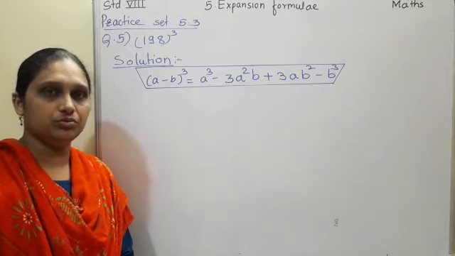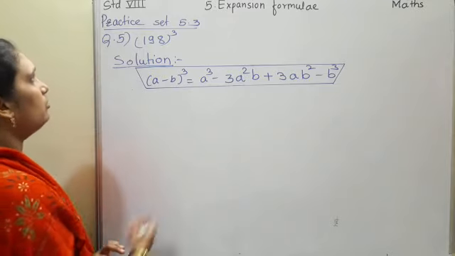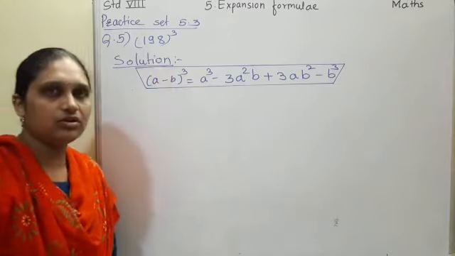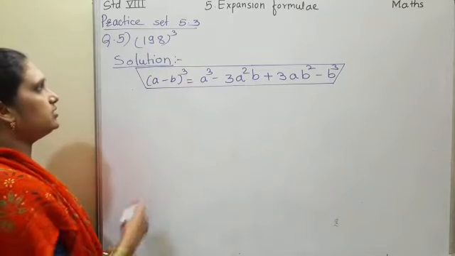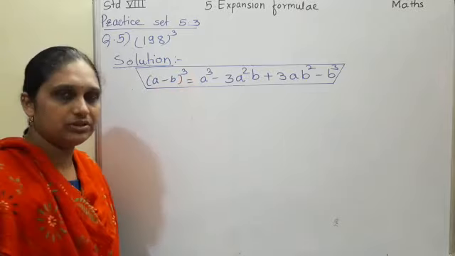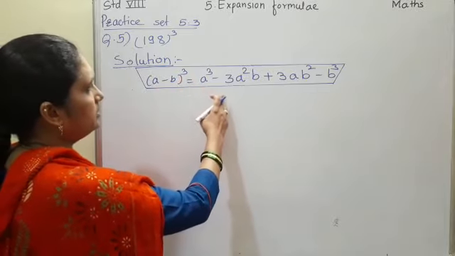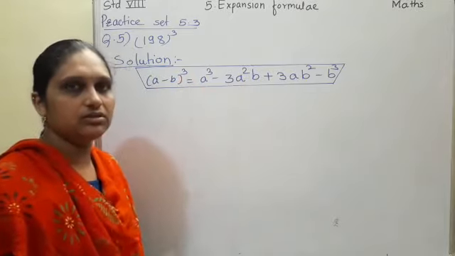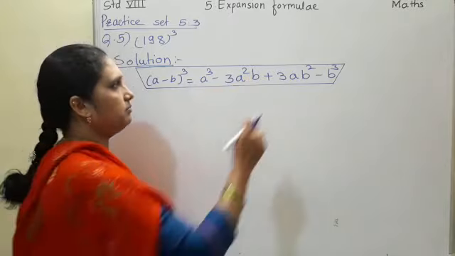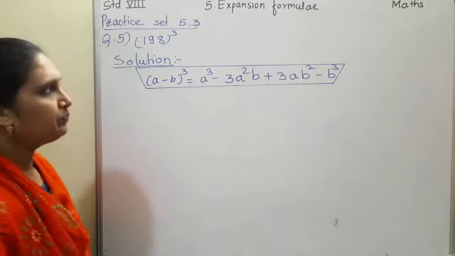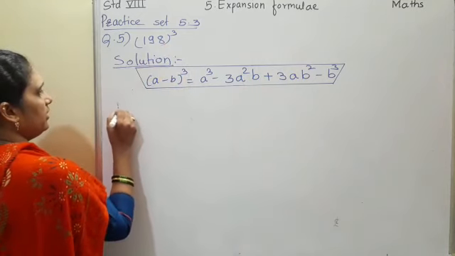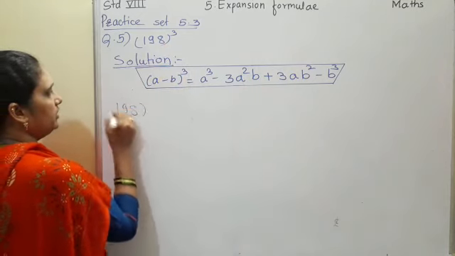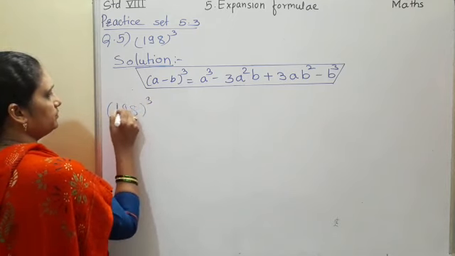Question number 5 is 198 its cube. So now how to find the cube of this? Again we have to apply the same identity, that is (a minus b) its cube is equal to a cube minus 3a square b plus 3ab square minus b cube.